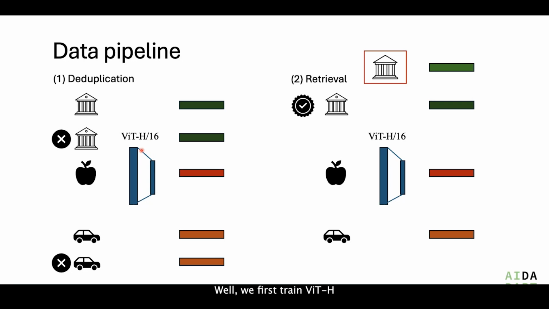Well, we first train a ViT, a transformer, only on one dataset. This is on ImageNet 22K. Then we pass those images and get the embeddings, and then we compute the cosine similarity. Basically, we find those that are very, very similar, and then we remove those, so we only stay with one of them. That's the first stage, because what we like to do is to remove duplicated images. And in the second stage, we go to retrieval, which is what I mentioned earlier.